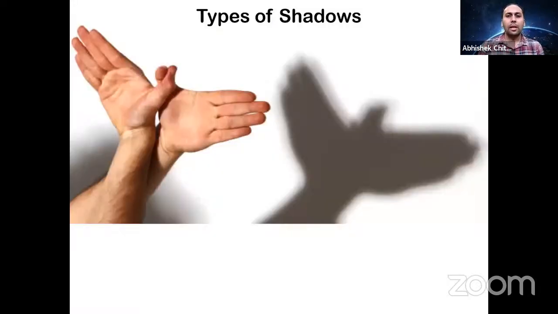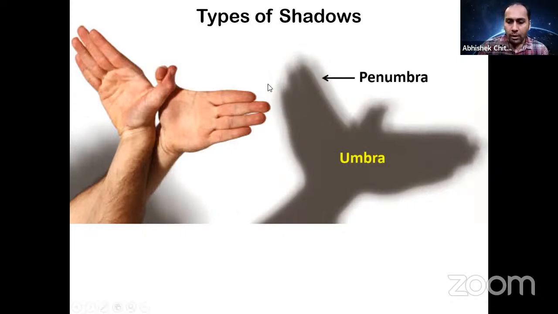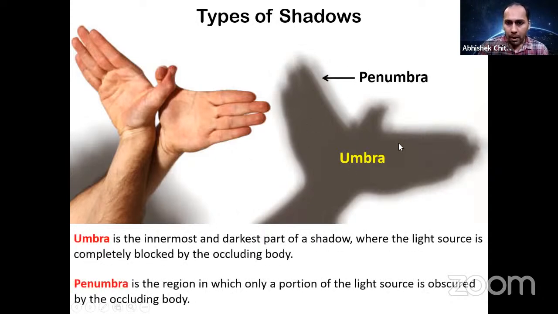Before starting with the eclipse, let me introduce a few basic concepts which are necessary to understand the eclipse and eclipse related phenomena. The very first one: here you can see the shadow, the beautiful game which we generally play with our kids. Two types of shadows are visible. One, the darker one, the innermost part, which is the darkest, is known as umbra.